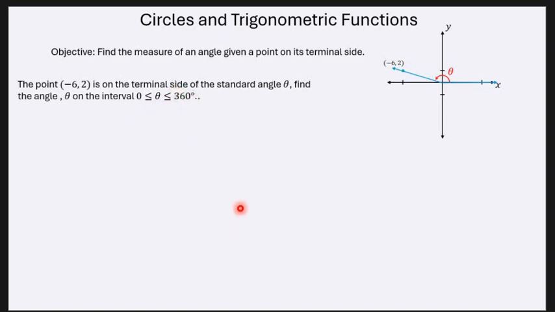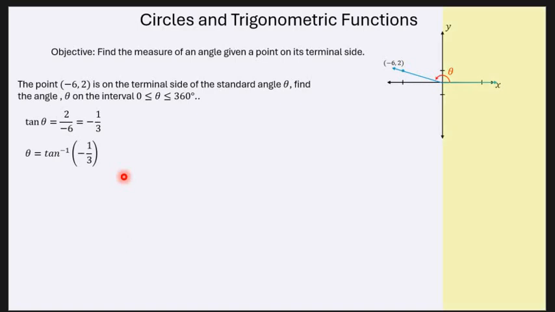If you recall from the last slide, the tangent of theta was 2 over negative 6, or y over x, and when we reduced it, we got negative 1/3. Since the tangent of theta is equal to negative 1/3, we can find theta by using the inverse of the tangent, or the arctangent. So that means that theta is the arctangent of negative 1/3, and we can use this to find theta.